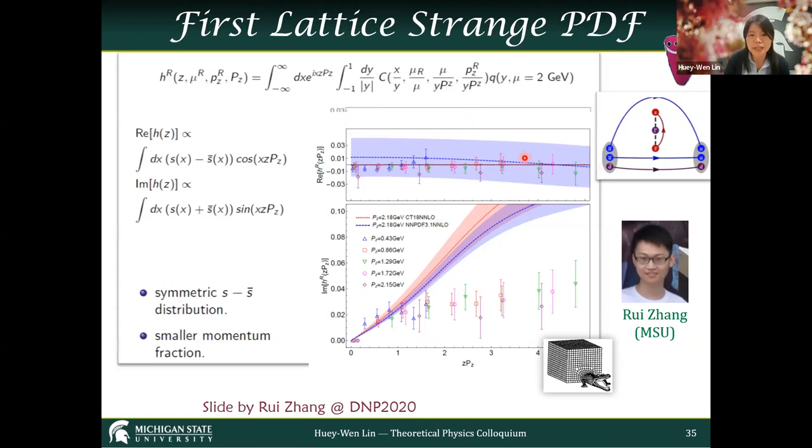Here are the bands plotted from the global PDF fit CT18, which assumes s equal to s bar, so we get exactly zero. Then PDF fits that try to loosen that constraint are roughly shown in the blue band over here. So you can see that the latest lattice calculation could, if we can use the latest points to constrain the global PDF, have the potential to further reduce the uncertainty on the strange PDF in the global fit.